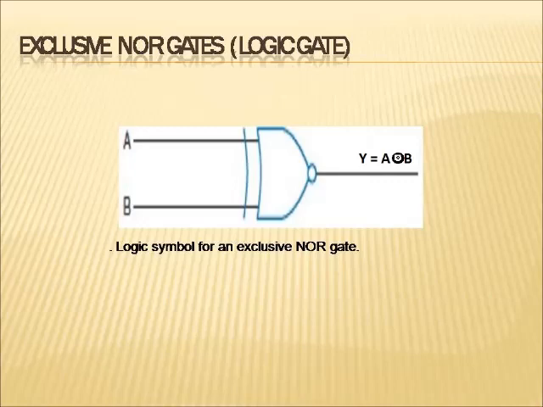Okay, here you can see the logic gate of an exclusive NOR gate. So that is XNOR gate. The symbolic representation, you can see that y is equal to a dot in a circle b. So it can be read as a XNOR b.